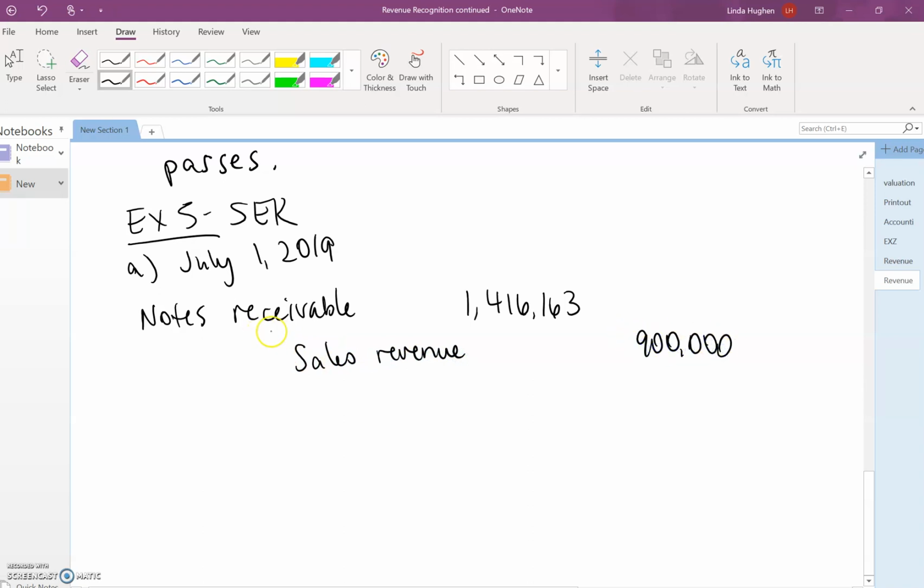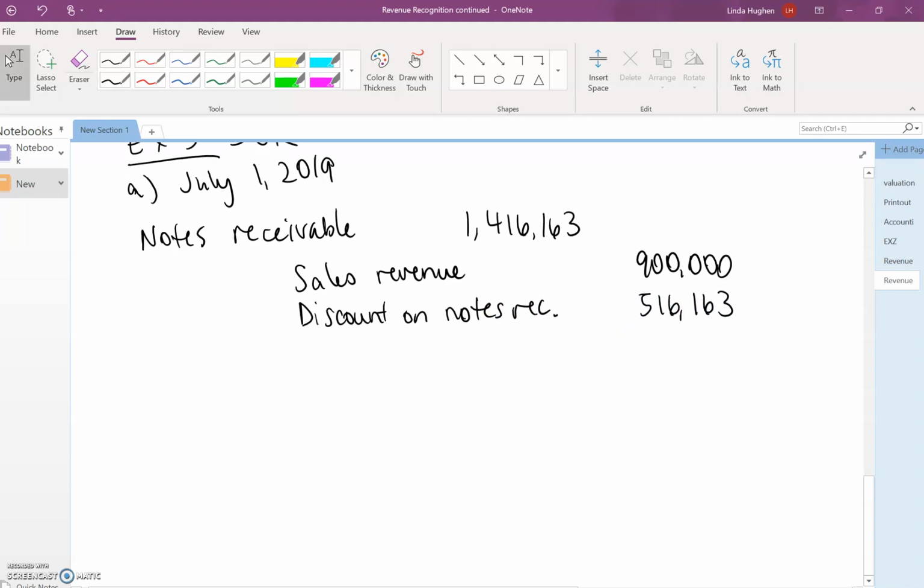And the difference between the amount of the note receivable and the sales revenue is something related to interest. We haven't covered this before, I don't believe. This difference is called discount on notes receivable. That's because this is a 0 interest-bearing note receivable, so that interest is implicit in the note. So we just plug the difference to this discount account.